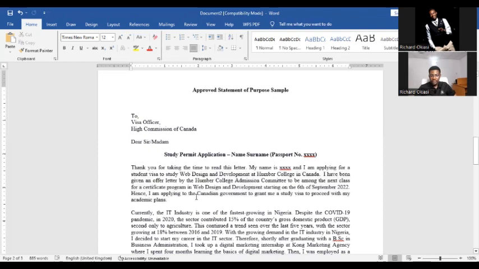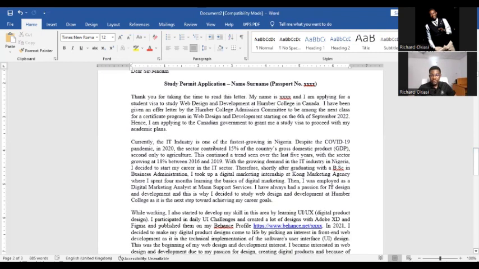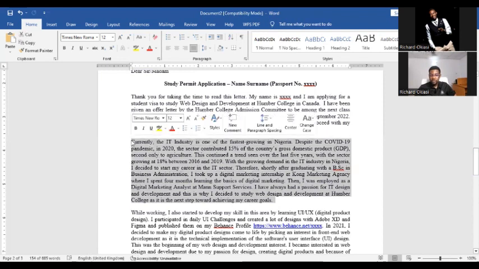Hence, I am applying to the Canadian government to grant me a study visa to proceed with my academic plans. I guess this covers it. So after that introduction, which was straight to the point, she went ahead to give a bit more information about why she wants to study this course.